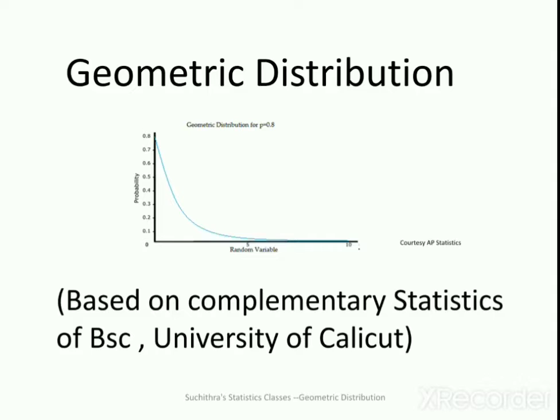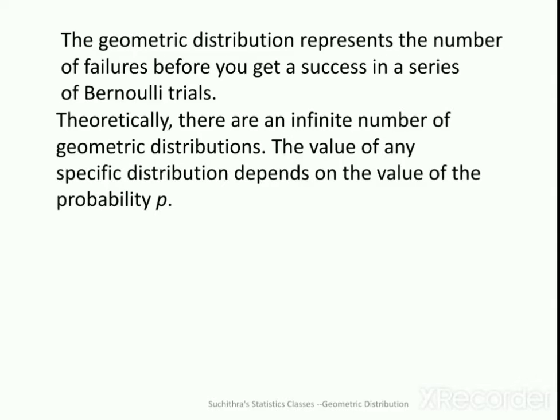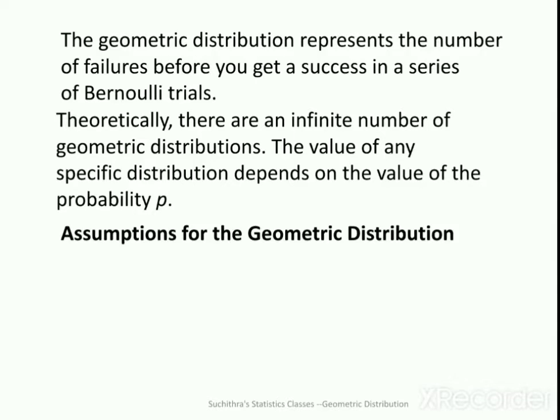Today we are going to discuss the geometric distribution. The geometric distribution represents the number of failures before you get a success in a series of Bernoulli trials. Theoretically, there are an infinite number of geometric distributions. The value of any specific distribution depends upon the value of the probability p.